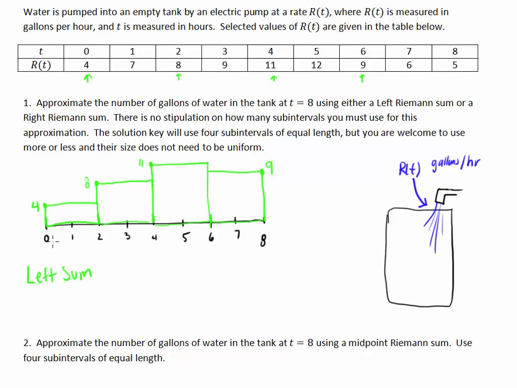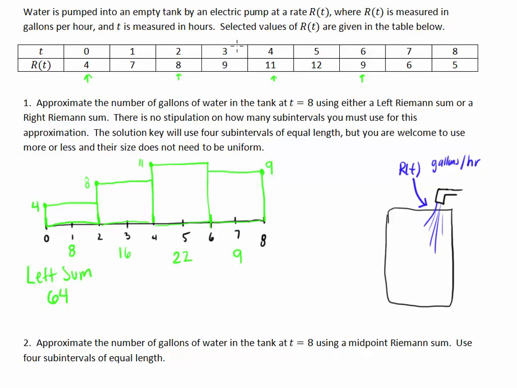So let's see what the area of each of these rectangles are. So 2 units by 4 units, that's going to be 8. 2 by 8 is going to be 16. 2 by 11 is going to be 22. And 2 by 9 is going to be 18 for a grand total of 64.